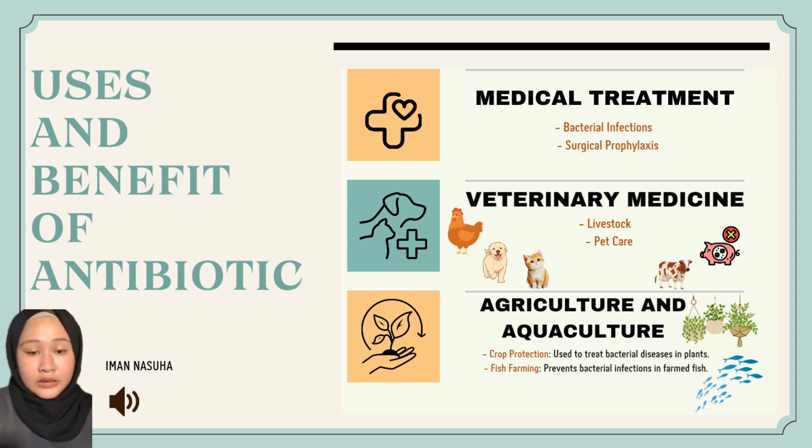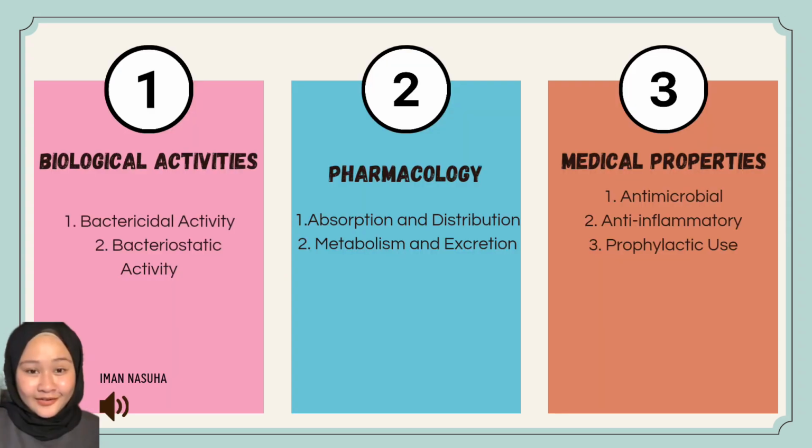The last but not least is agriculture and aquaculture. First is crop protection. It's used to treat bacterial diseases in plants. The second one is fish farming. It's to prevent bacterial infection. So, let's move to biological activities.